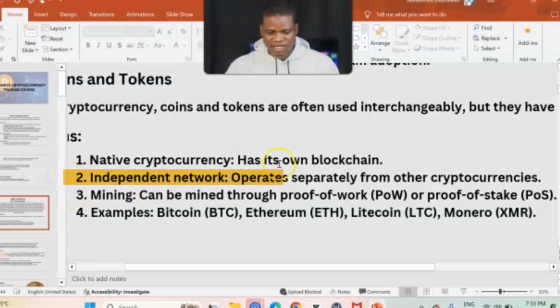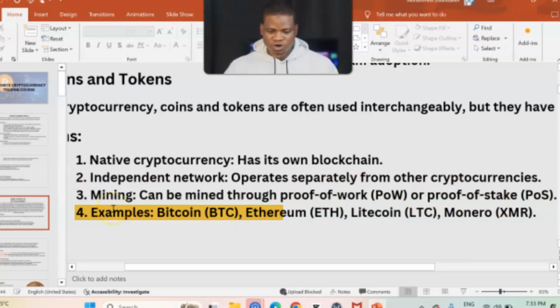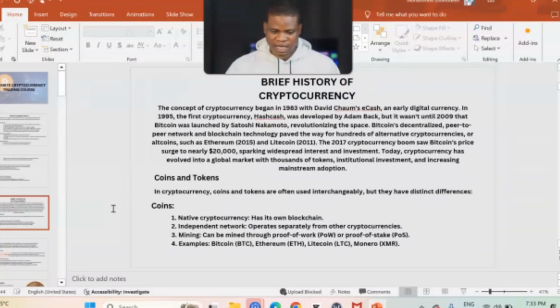They have an independent network, which means they operate separately from other cryptocurrencies. They are mined, like Bitcoin. Like I said earlier, Bitcoin and most other coins are mined. They can be mined through proof of work or proof of stake, and examples include Bitcoin, Ethereum, Litecoin, Monero, and a lot of other cryptocurrencies that are coins.